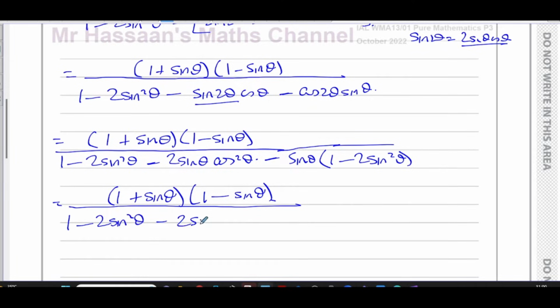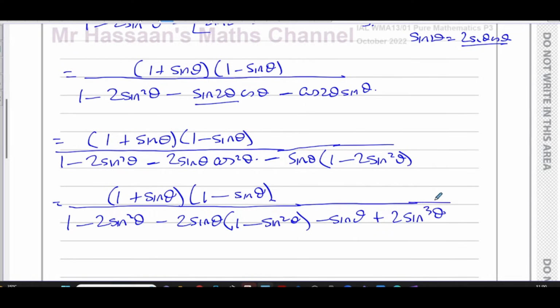Minus 2 sine theta. What I'm going to do now is write cosine squared theta as 1 minus sine squared theta. Remember, we want to get rid of all the cosines. So cosine squared theta can be rewritten as 1 minus sine squared theta. And then I'm going to expand this. So I have minus sine theta. Minus times minus is plus 2 sine, I've got a cube theta here.